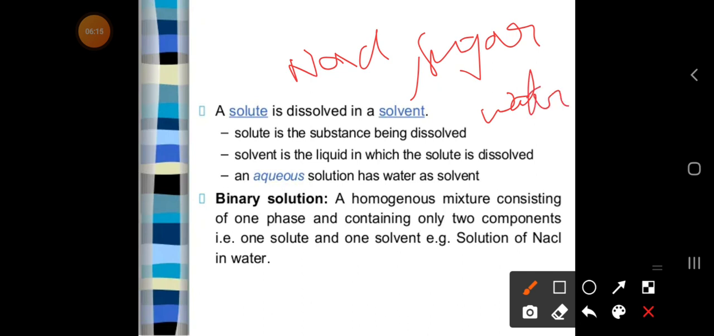So what does it mean? Solute is the substance being dissolved. It means the solute is what has to dissolve. Being dissolved is nothing but it has to dissolve. That one we call solute.